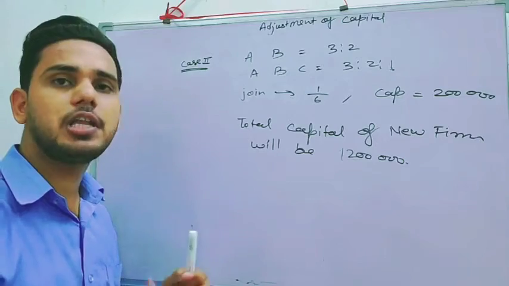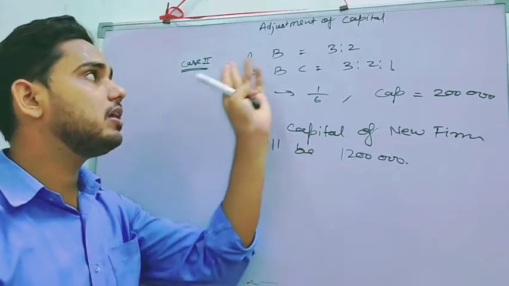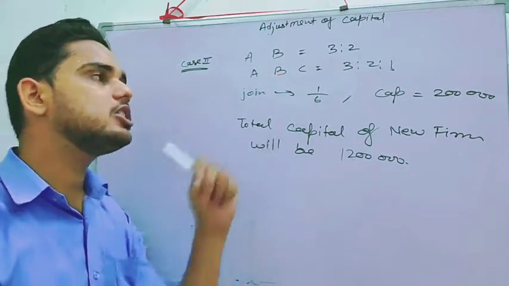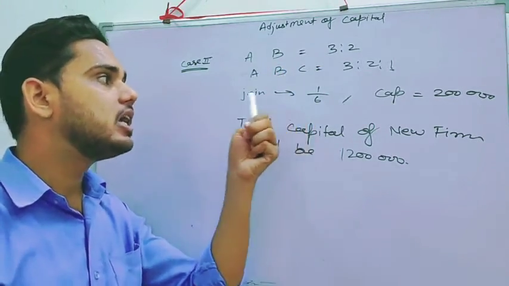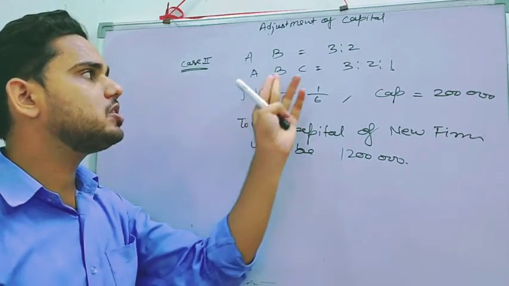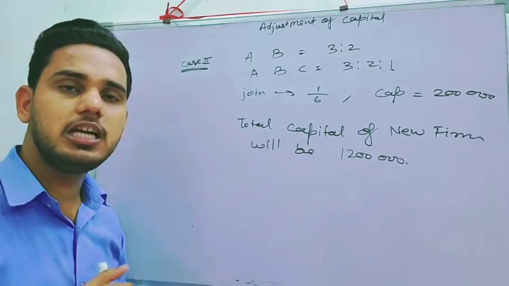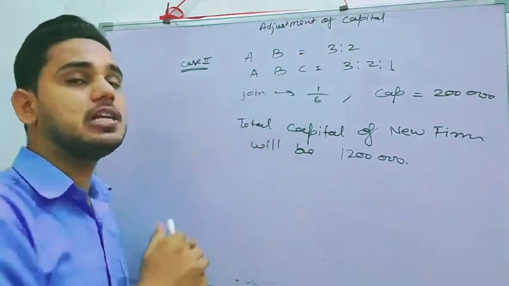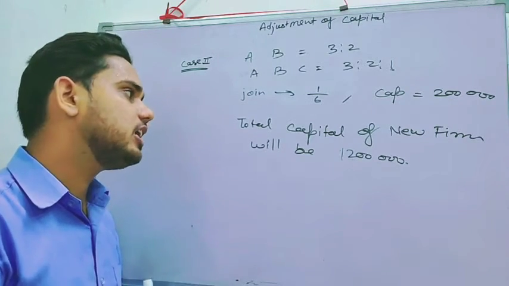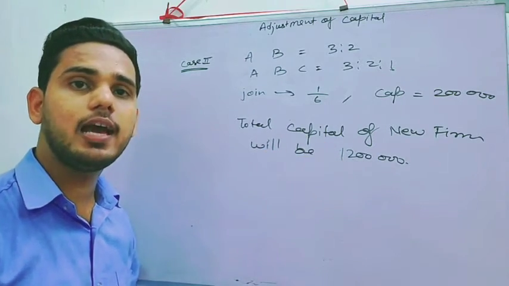So this is our type 2, that is, I have written case 2. Let's suppose in a firm there were two partners A and B, old PSR 3:2. New partner C joins the firm for 1 by 6. C is bringing capital of 2 lakh. Okay, and the new profit sharing ratio will be 3:2:1. Now the statement related to capital adjustment was given in the question as the last point, and the statement was that the total capital of the new firm will be 12 lakh rupees.